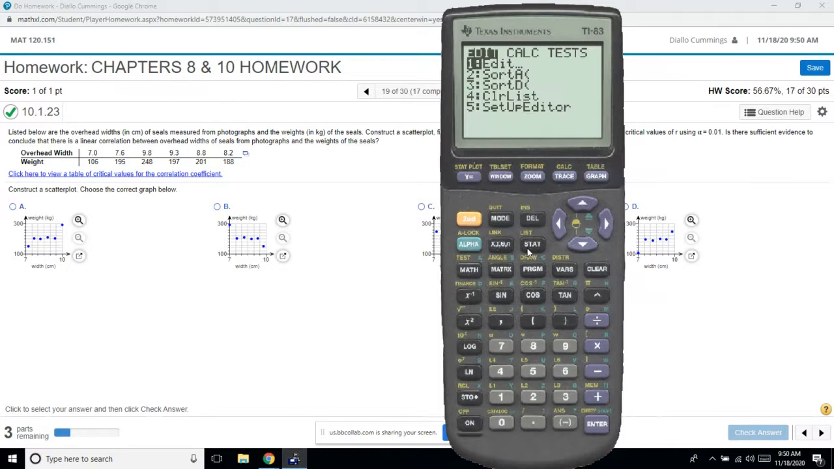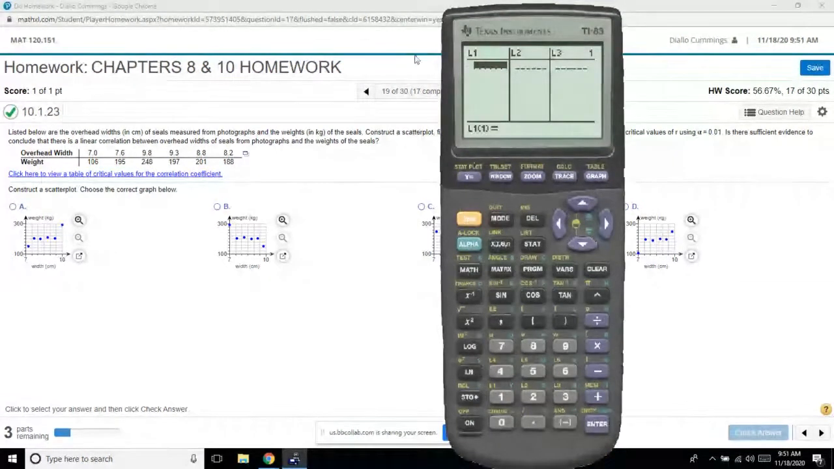I'm going to hit Stat. I want Edit, so I'm going to hit Enter. Now you want to make sure that when you're doing this, you have L1 and L2 that you're using. If you have anything other than L1 and L2, we can reset our list. So this is how you will reset your list. I want to go back to the home screen, which is second and quit.